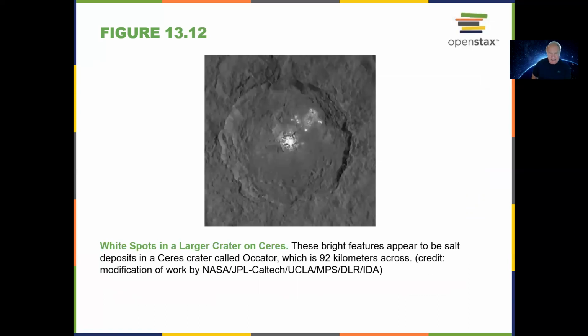So these white spots in the larger craters appear to be salt deposits, and they are about 92 kilometers across.